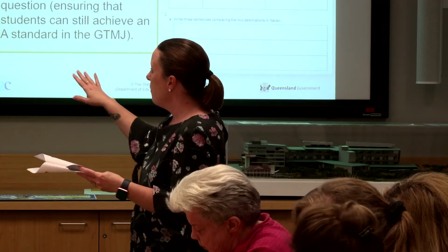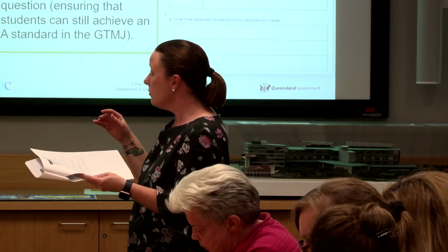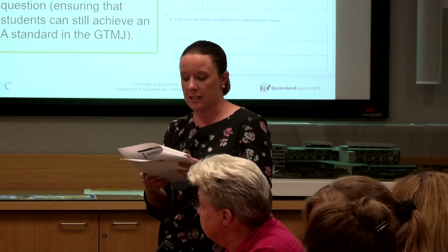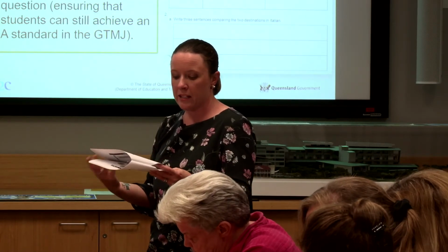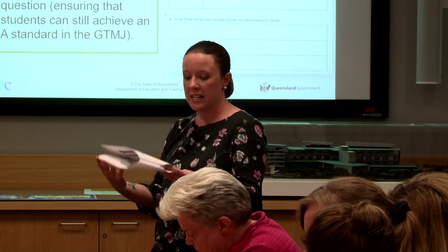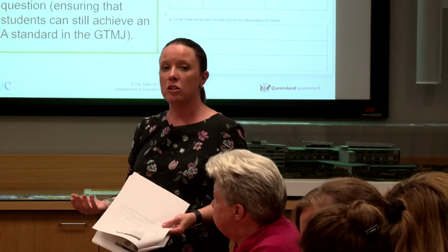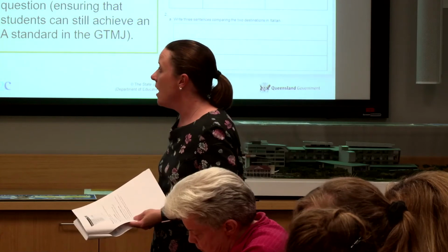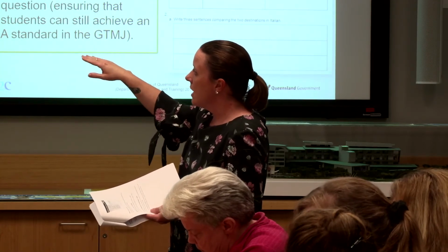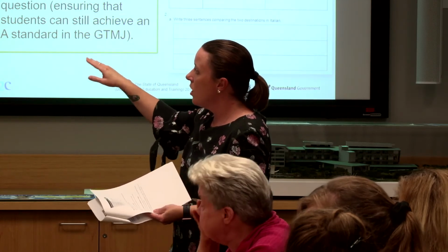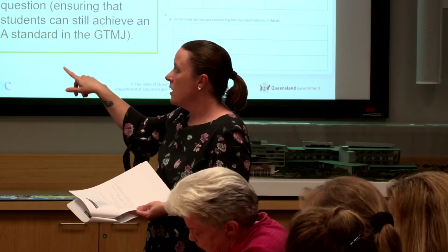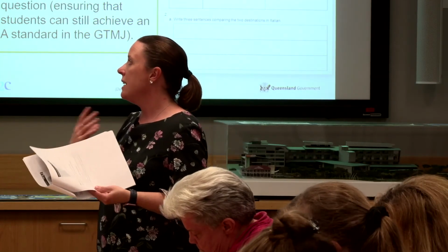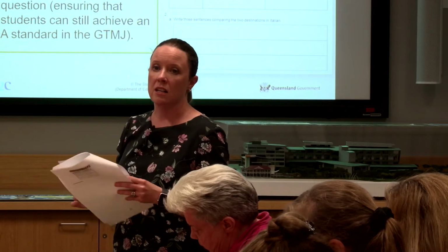And then the bottom part, write 3 sentences comparing the 2 destinations in Italian. For an entry-level student, they might find it a little bit daunting to write 3 sentences. So we could make it more open-ended by allowing students to choose how many sentences to write. You can add some helpful language or structures that give students a way in or a place to start. But something that needs to definitely be considered is that if you remove a question, you need to make sure that the students can still achieve the A standard in the GTMJ.